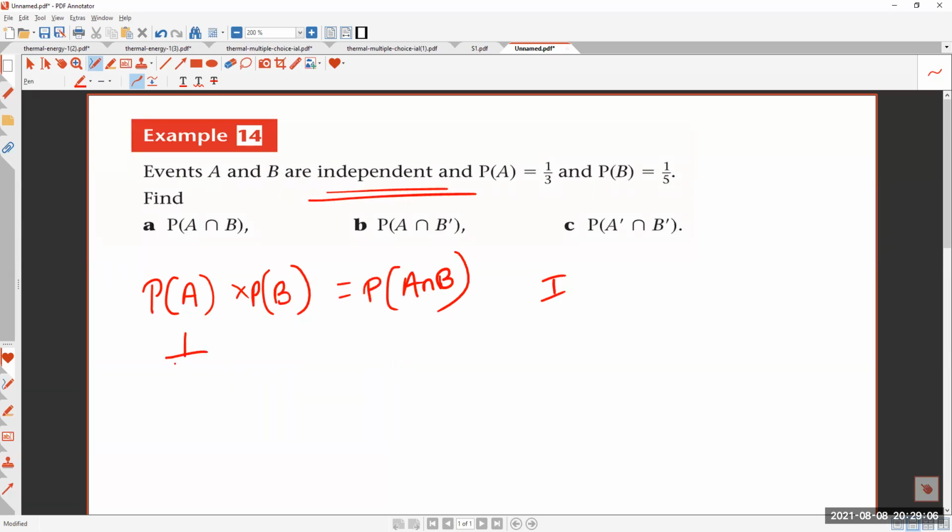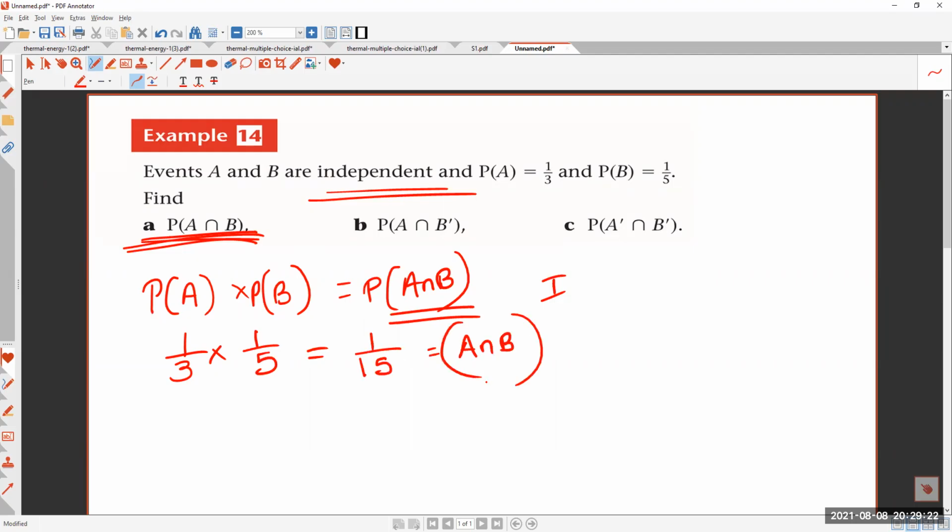So what is P(A)? 1/3. In this part they are asking me to find P(A ∩ B). A intersection B is P(A) multiplied by P(B), so that is going to be 1/15. That is A intersection B. Now, since A intersection B is done, because of independence, we can actually draw a Venn diagram easily now, and we can do the rest of the stuff very easily.